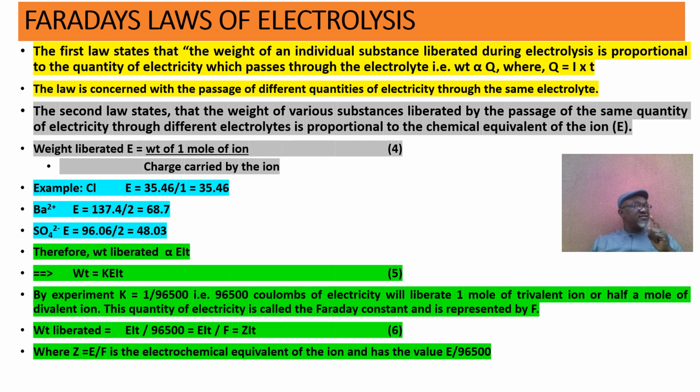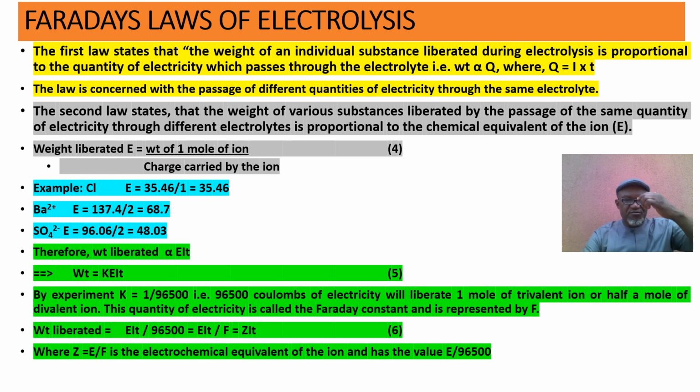The second law states that the weight of various substances liberated by the passage of the same quantity of electricity through different electrolytes is proportional to the chemical equivalent of the ion. So weight liberated, E, is equal to weight of 1 mole divided by charge carried by the ion. Examples of electrochemical equivalent, for instance, for chlorine, weight of 1 mole, 35.46 divided by 1. Barium, 137.4 divided by 2, the charge is 2. Sulfate, the charge is also 2.